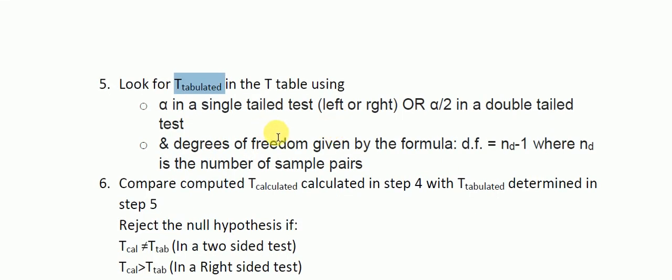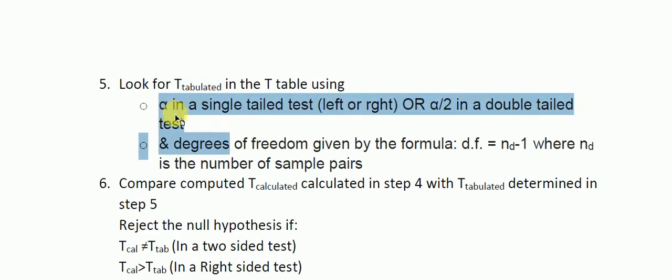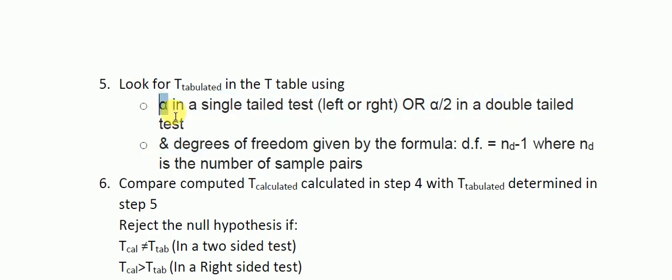We need two things to calculate T tabulated: alpha and degrees of freedom. Alpha in a single tail test, left or right, or alpha by 2 in a double tail test. So if the test is a two tail test, we'll have to use alpha by 2. If it's a single tail test, we'll have to use alpha.